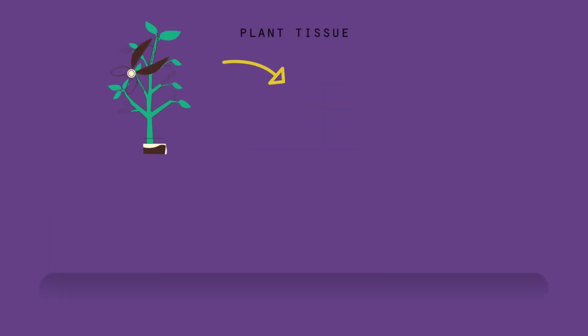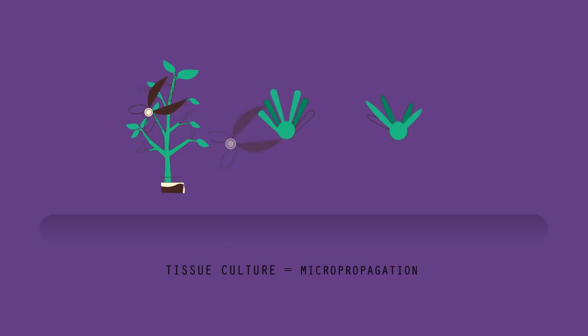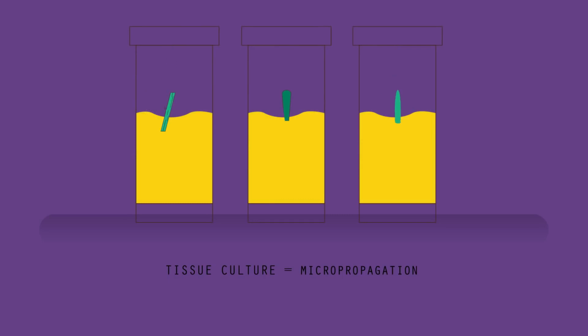However, you might want to produce hundreds of plants from only a small piece of plant tissue. To do this, another method called tissue culture, also known as micropropagation, is used. Here, a few cells are taken from the parent plant and placed onto a nutrient jelly using antiseptic technique. This means making sure no microorganisms contaminate the jelly. The cells will start to differentiate and form new plants.